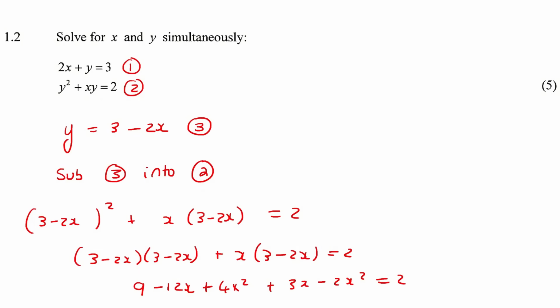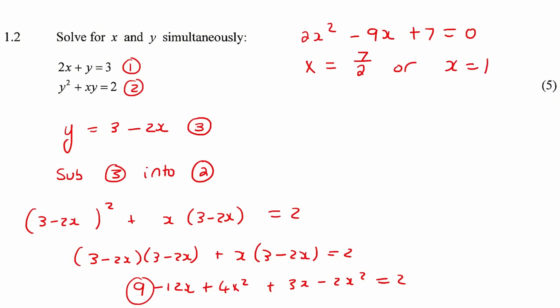Okay, now we're just going to neaten up. So I'm going to put the 4 and the minus 2 together. So that'll be 2x squared. Okay? And then I'm going to put the minus 12x and the plus 3x together. That's minus 12 plus 3 is minus 9x. And then 9. And then I'm going to bring this 2 to the left. So it's going to become 9 minus 2, which is going to be 7. Okay, now here you can try to factorize, or you can use the quadratic formula. I'm going to use the quadratic formula. And if we do that, we end up with x equals 7 over 2, x equals 1.